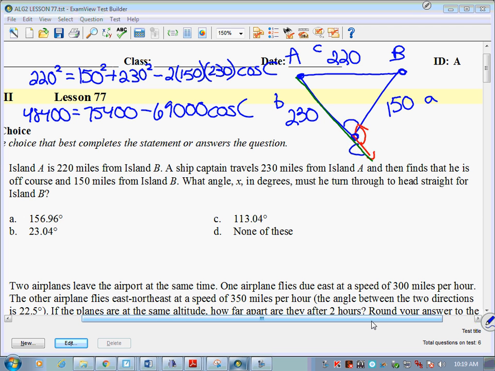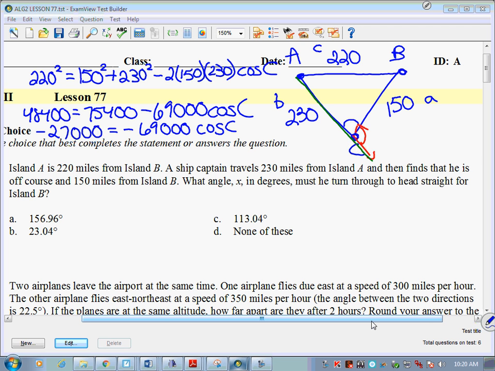This would be the equivalent to 75,400 minus 69,000 C. Okay. So I can't group them. But what I can do is I can move 75,400 across because what we're trying to do is solve for angle C, correct? So I want to move everything away. So what's 48,400 minus 75,400? Negative 27,000. So I got negative 27,000 equals negative 69,000 cosine C.